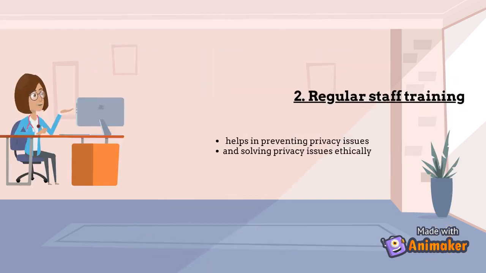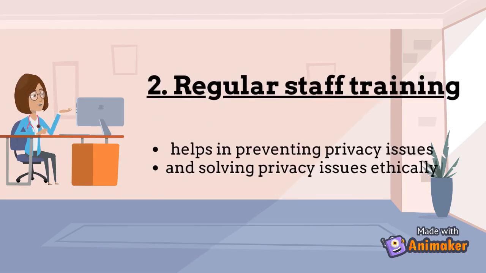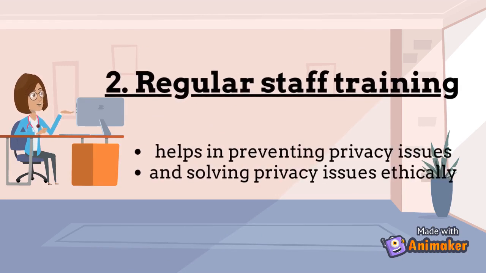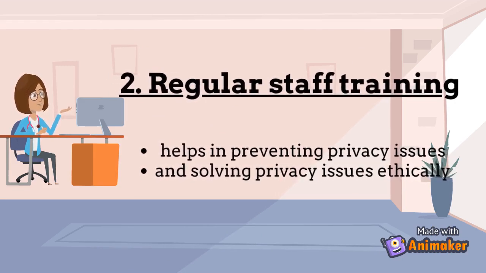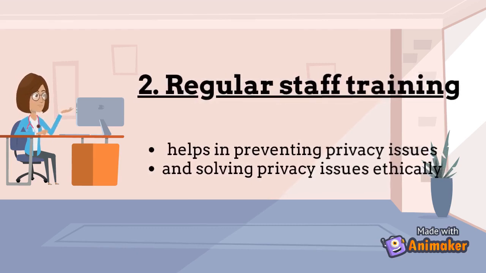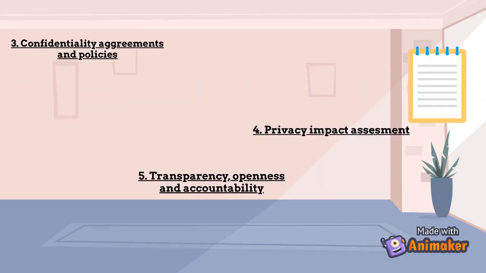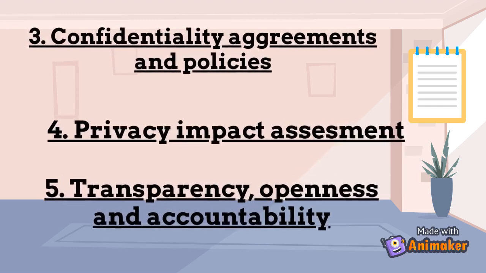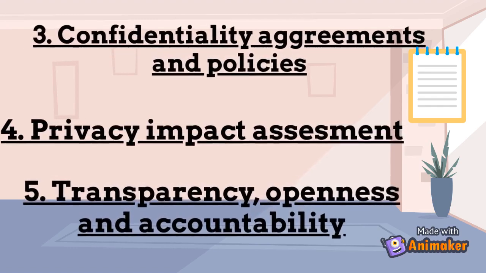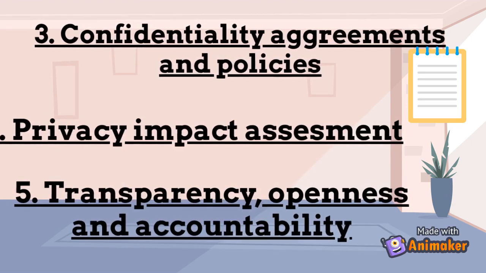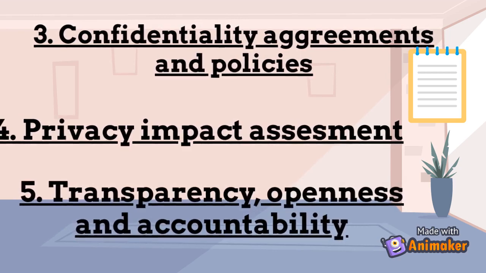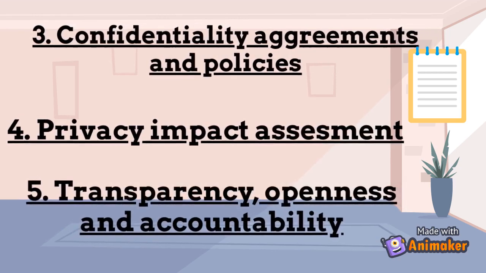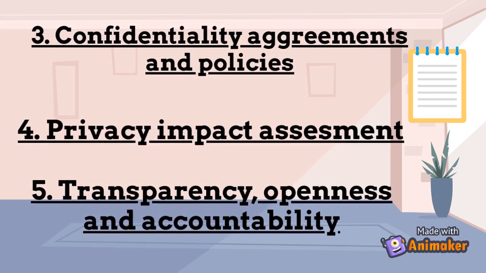The second method is providing training to staff. This helps in preventing future privacy issues and handling privacy breaches ethically when they arise. The third method is signing a confidentiality agreement by healthcare staff, which states that without patient consent their information cannot be shared. The next method is assessing privacy impact to identify and resolve healthcare privacy concerns. The last method is building patient trust. This helps in providing quality and safe care to patients.